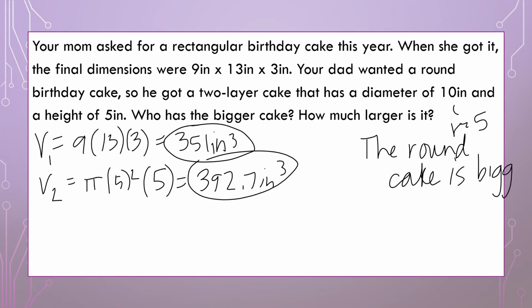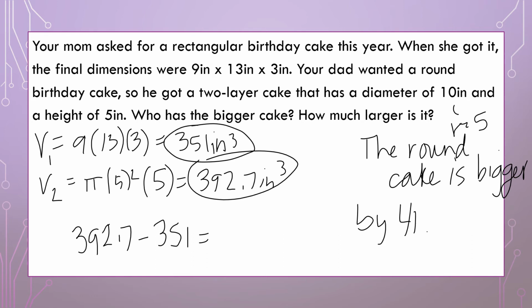And then to figure out how much bigger it is, all we need to do is do some subtraction. So 392.7 minus 351. The round cake is bigger by 41.7 cubic inches. So way more cake.